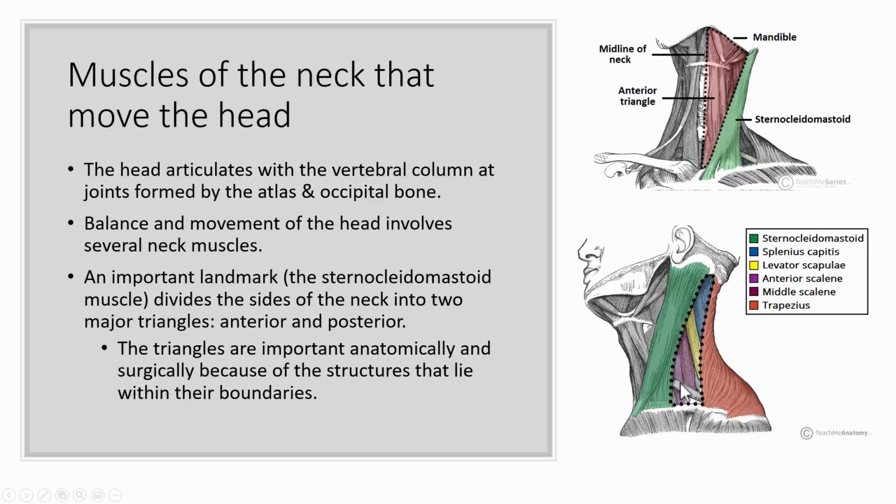This is the omohyoid muscle. If we look up here, we can see it right there. This is the superior belly, which is found in the anterior triangle, and this is the inferior belly found in the posterior triangle. Another important structure found in the anterior triangle is the carotid artery and also the jugular vein. Those are pretty important, and some cranial nerves are going to be found in there as well.